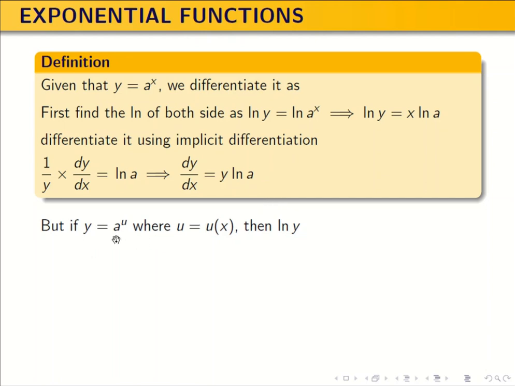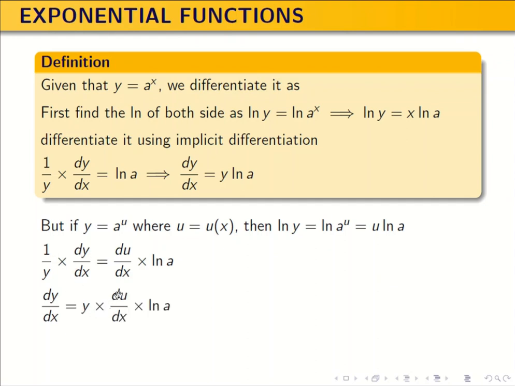But if y equals a to the power u, where u is a function of x, then ln of y will be this, and this will give me that. So when I differentiate this, saying that ln y is equal to u ln a, then the differential of both sides will give me 1 over y. When you differentiate ln of something, you get 1 over that, but since here it is y, you just multiply dy/dx to it, and it becomes 1 over y dy/dx equals the differential of u ln a, and that becomes dy/dx is equal to y du/dx ln a.